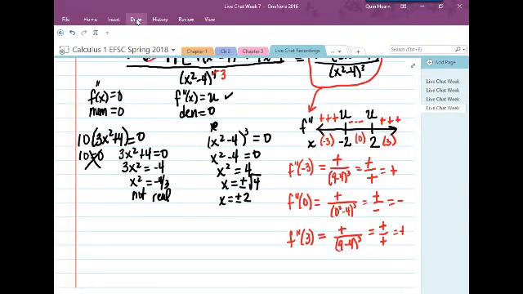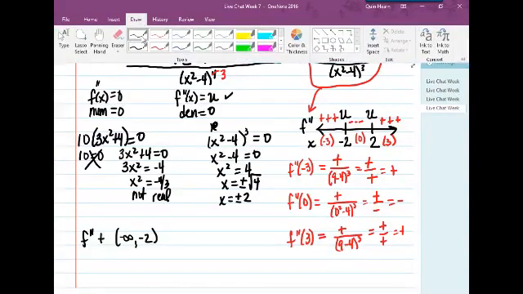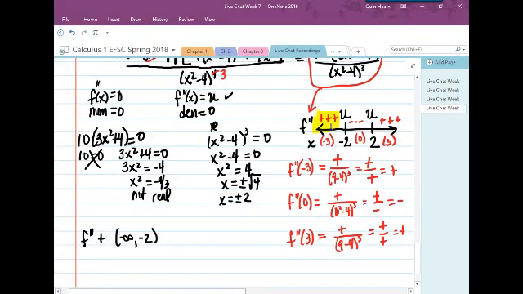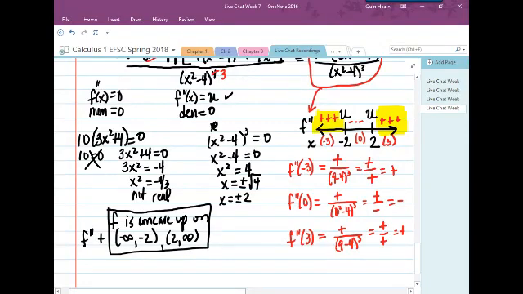We know that wherever the second derivative is positive, the original function f will be concave up. F double prime is positive on the interval from -infinity to -2 over here, but it's also positive to the right of 2, from 2 to infinity. So what that means is our function f is concave up on these intervals. So that's part of our answer.